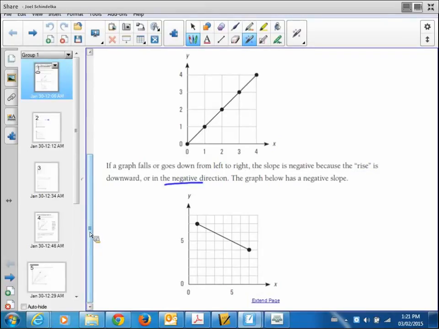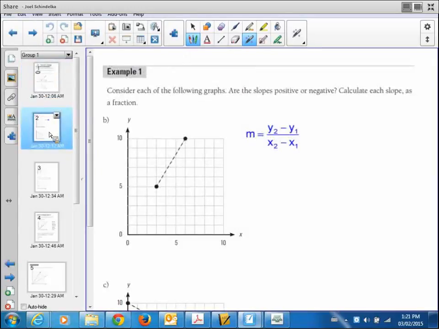Now, that formula though, how do you use that? Well, let's flip this page. This is the same formula I circled on the other page, right? You're going to need these formulas here, always. So, I'm going to put that one down there. Consider each of the following graphs. Are the slopes positive or negative? Then calculate as a fraction, meaning you don't have to get out your calculator and do decimals.